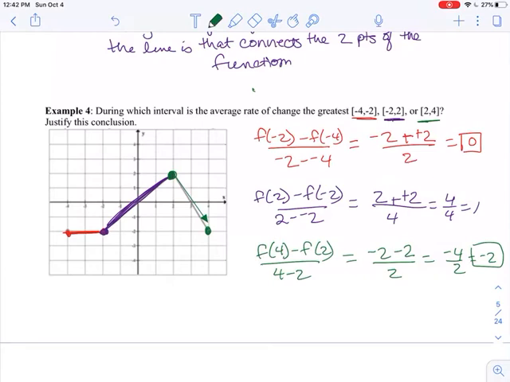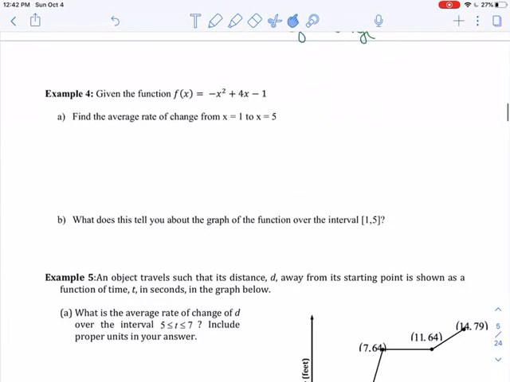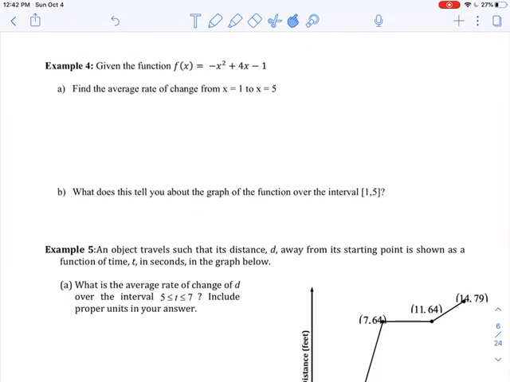So which one has the, and I got a line there somehow, I'm not sure how that happened. Which one has the greatest average rate of change? So I don't care about negatives and positive, I want that biggest number. So between 2 and 4, that is the steepest. It has the greatest average rate of change. Okay, and then we just have a few more on the next page.